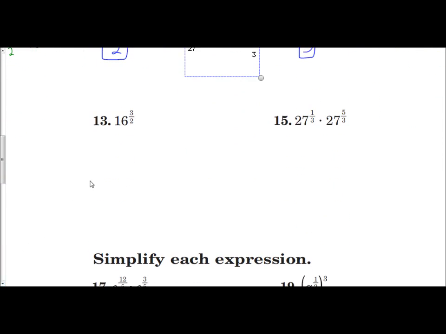16 to the 3/2. So if we want to do this, we need to break this apart. And the way you break it apart is you break apart the denominator. You really have 16 and you have 1/2 as your power, and then put your 3 on the outside. Remember, raising to the half power is the same as square root. So the square root of 16 is 4. And so I'm really taking 4 cubed, which is 64.